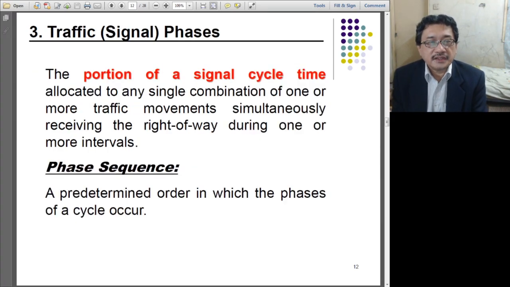The third term is traffic phases. Traffic phase is the portion of a signal cycle time allocated to any single combination of one or more traffic movements simultaneously receiving the right of way during one or more intervals. And phase sequence is a predetermined order in which the phases of a cycle occur.